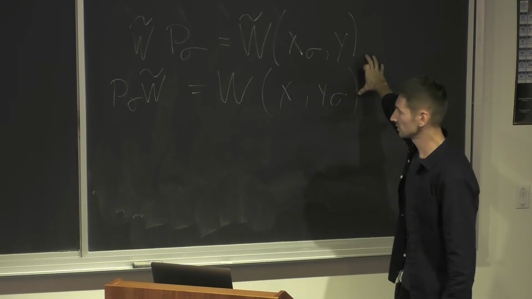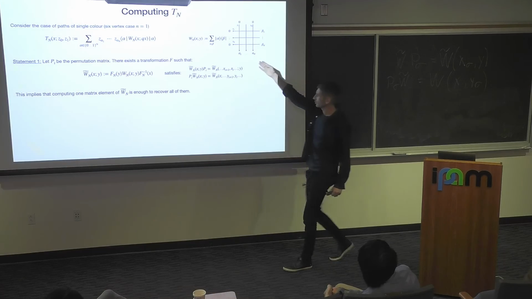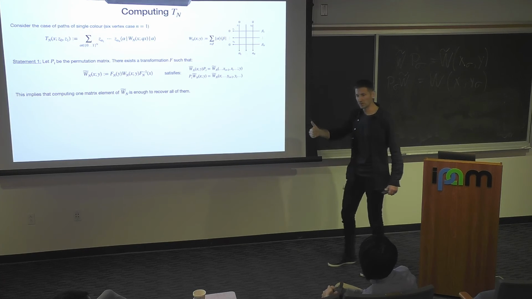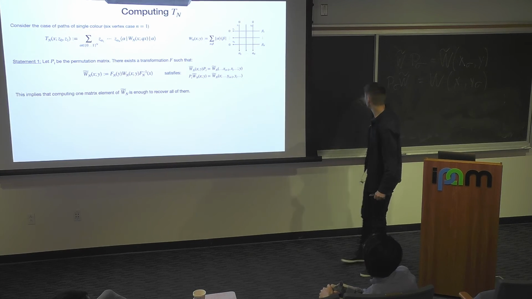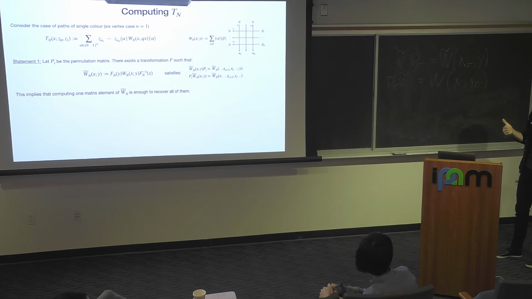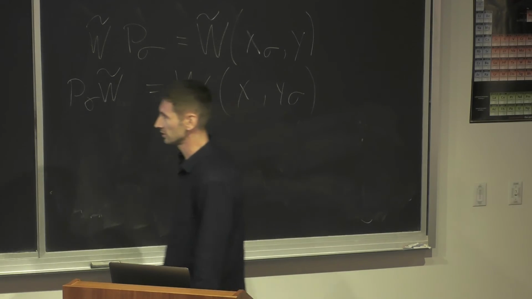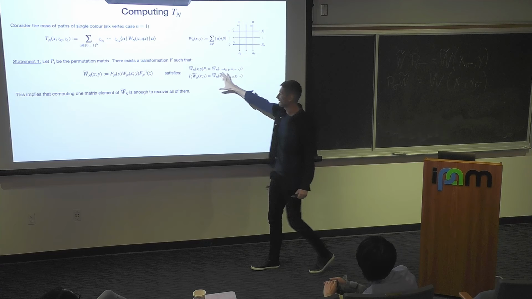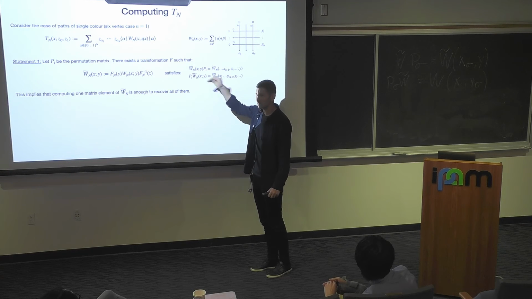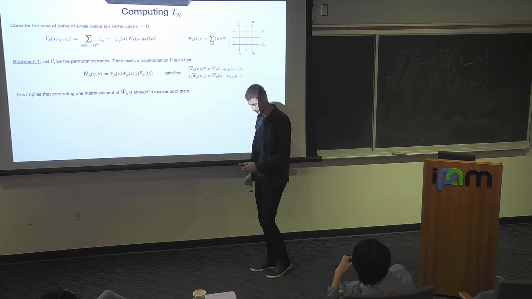So what does it tell us? It tells us that if you want to calculate a matrix element of W tilde, you can choose any other matrix element that you can calculate, and then just permute the arguments. So it's enough to calculate a single matrix element of W tilde to get all of them, just by permuting the arguments. So the trick here is to find the simplest matrix element of W tilde that we can calculate. We calculate it, and then we'll get all of them.